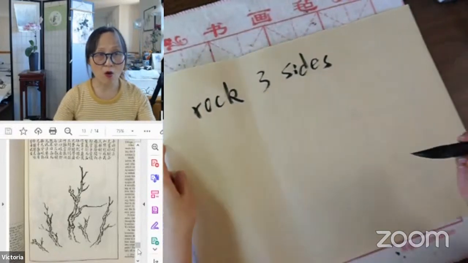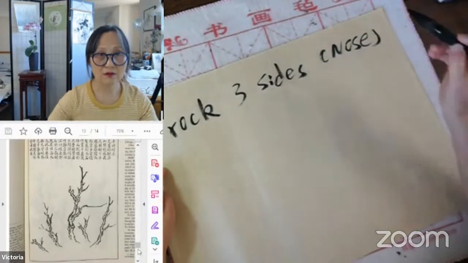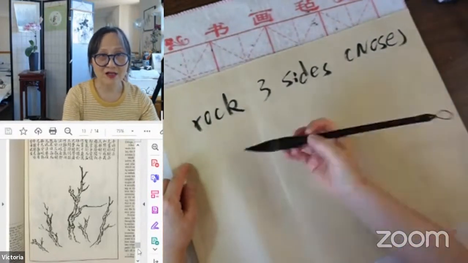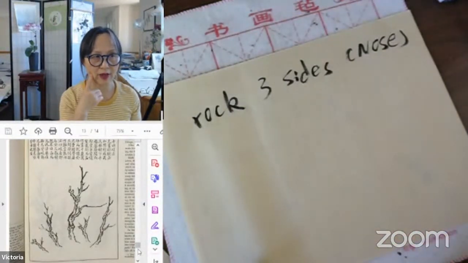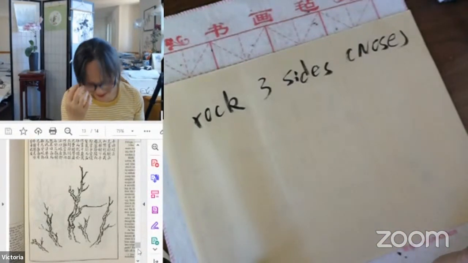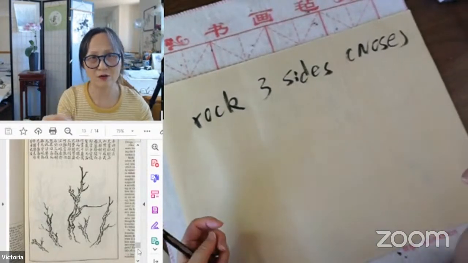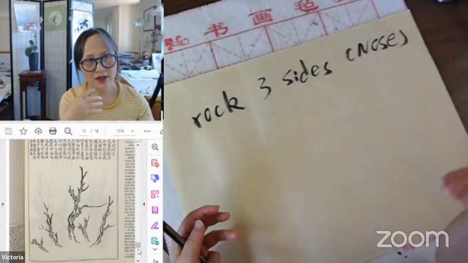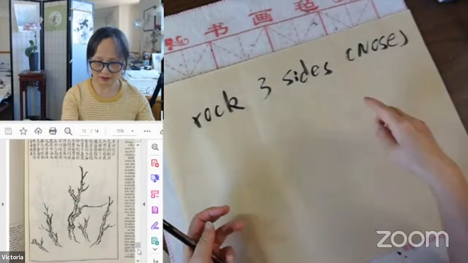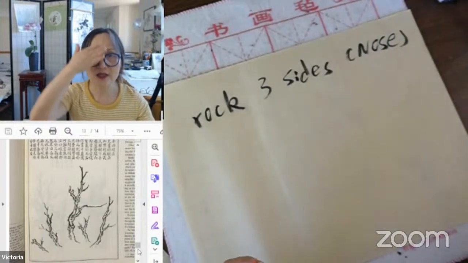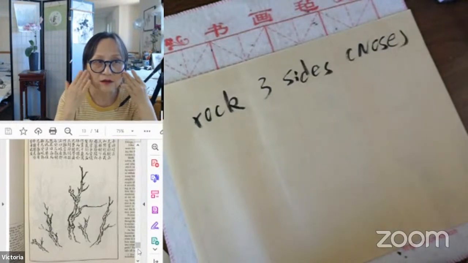3 sides, or we say nose. Remember that? Because I say like the 3. What's the 3 sides for that? You know, in Western, you talk about the light coming from one direction, right? From one direction. But in Chinese, what does it mean? 3 sides. Okay, also say nose, which means like the nose here, 1 side and 2 sides.